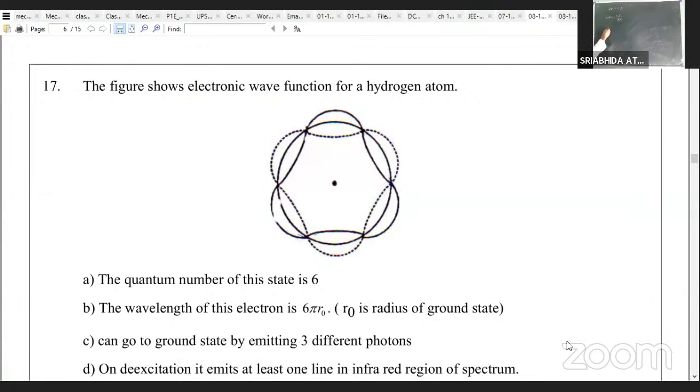And one more thing you know, lambda equals h by mv. So from this, mv I can write as mv equals h by lambda. Put at this place h by lambda into r equals nh upon 2 pi. Yes or no? So here h and h will get cancelled. So 2 pi r equals n lambda, or not? Yes, you got it.